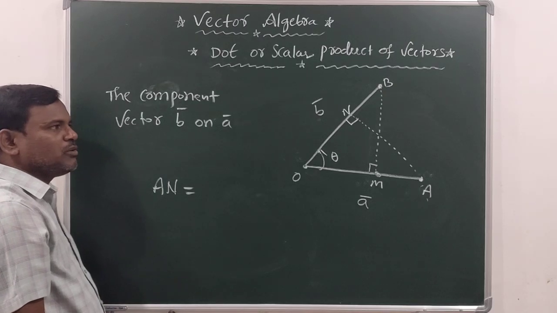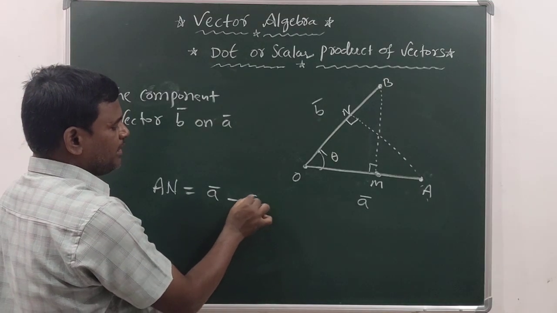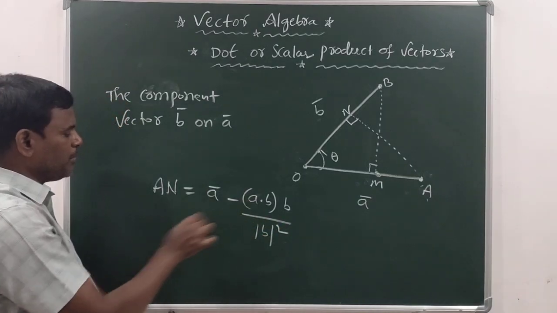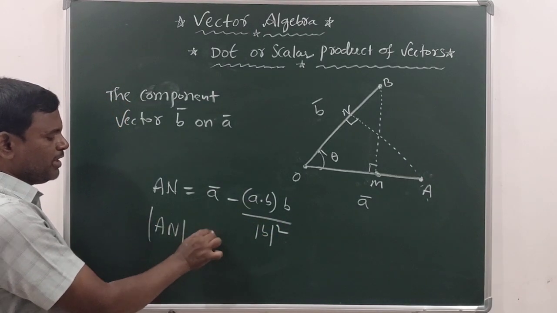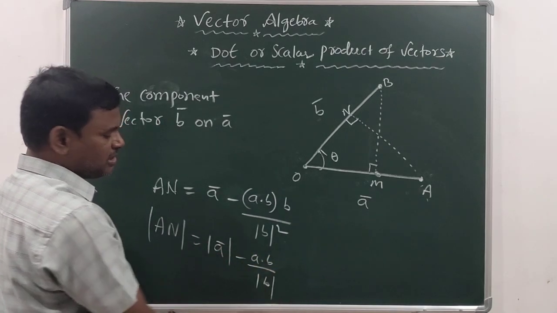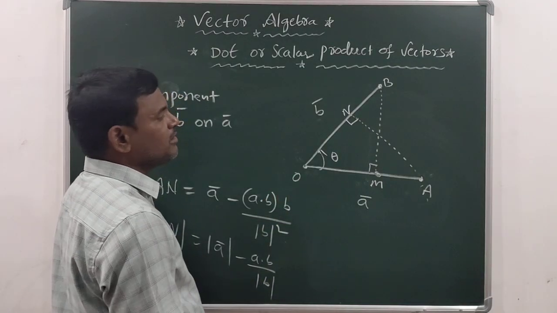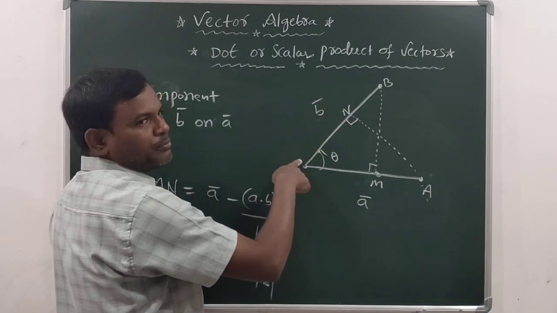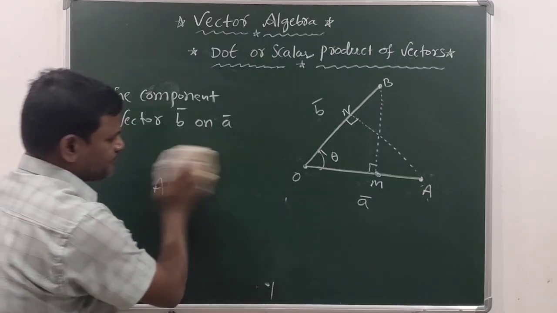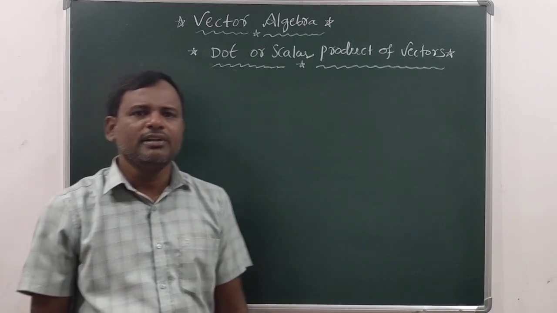AN is equal to, students, see here, A minus, what do you get? A dot B by mod B whole square. If you apply magnitude on both sides, you get mod A bar minus A dot B by mod B. This is the projection of A in the direction perpendicular to B, which means AN in the figure. Remember this. Yes, I hope you have got it.